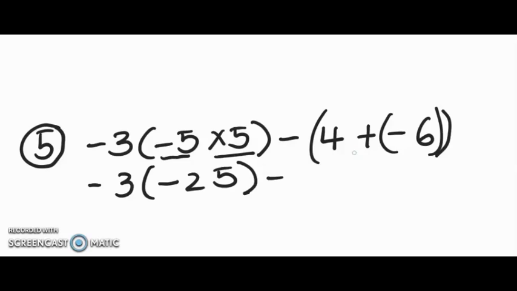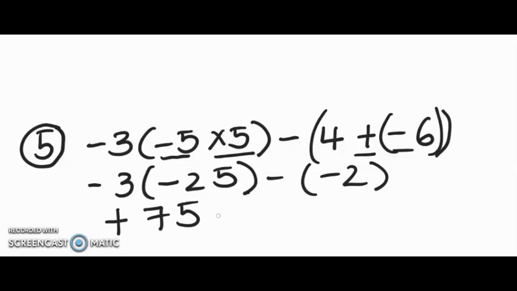We already know that a positive and a negative will give you a negative. 4 minus 6 will give you negative 2. Negative 3 times negative 25, a negative multiplied by a negative will give you positive. 3 times 25 will give you 75. Minus multiplied by a minus will give you a positive 2. Therefore, your answer will be 77.